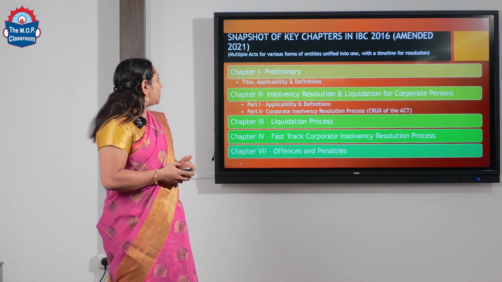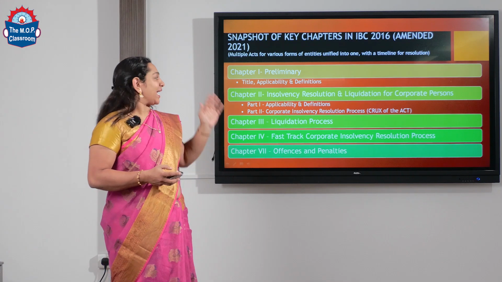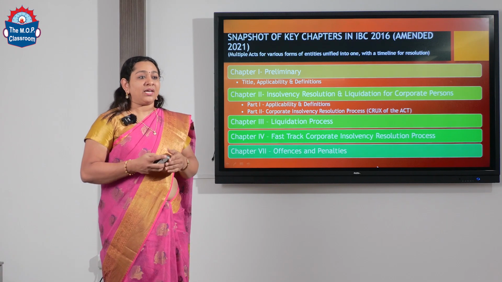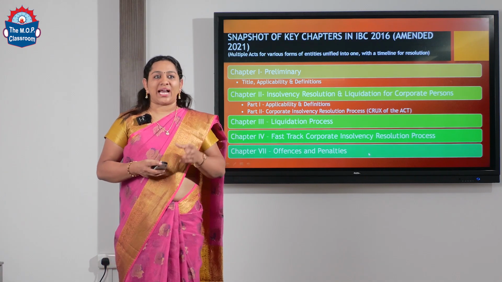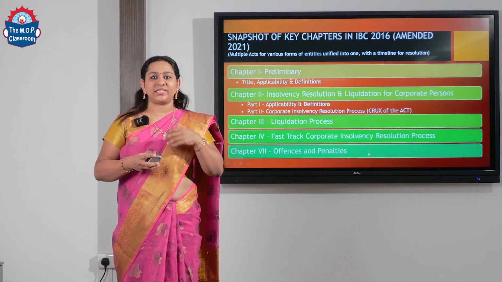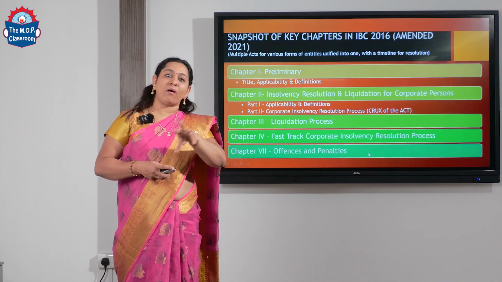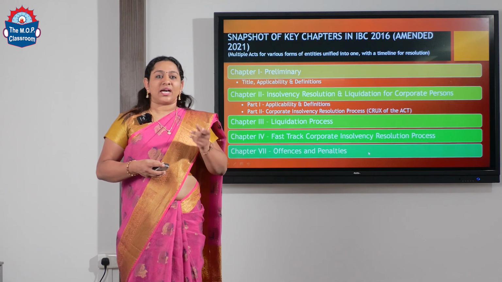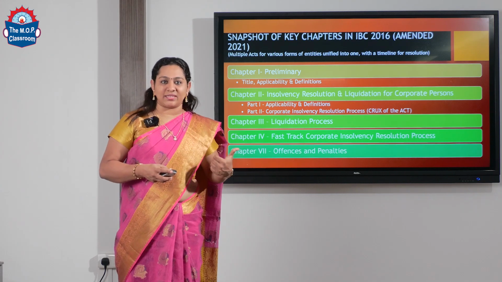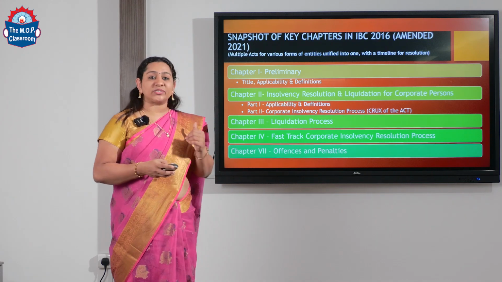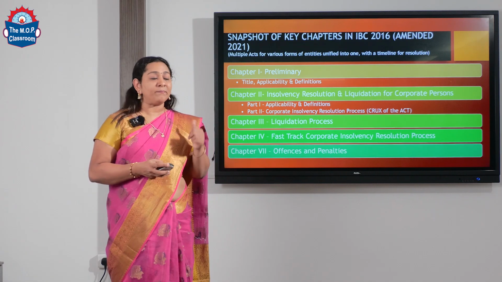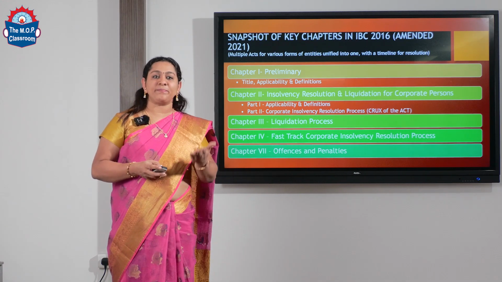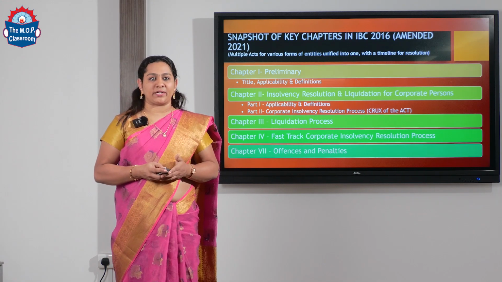And this is what the IBC 2016 looks like in a snapshot. These are the key chapters that I would like to bring to your attention. The IBC was introduced as a common act that governs the resolution process of all entities, whether it be a company, a partnership or a sole proprietorship. A key point of distinction between the Companies Act and this: while the Companies Act covers only companies and corporates established in India, the IBC covers all tiers of entities, whether it be a partnership, a corporate or a sole proprietorship.